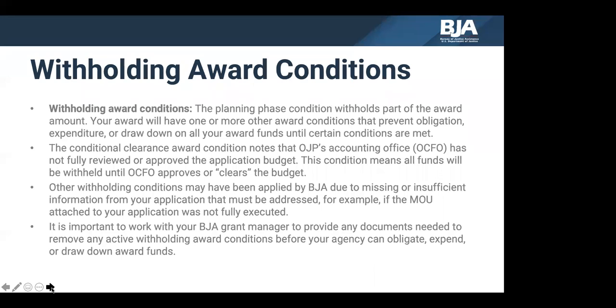Other withholding conditions may have been applied by BJA due to missing or insufficient information from your application that must be addressed. For example, if the MOU attached to your application was not fully executed, it is important to work with your assigned BJA grant manager to provide any necessary documents needed to remove any active withholding award conditions before your agency can obligate, expend, or draw down award funds.